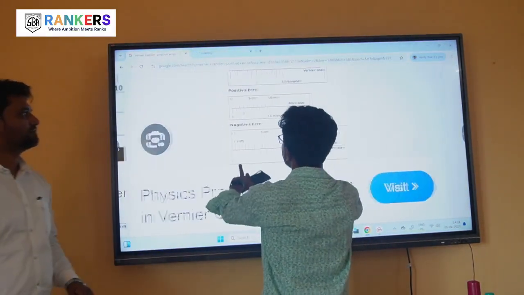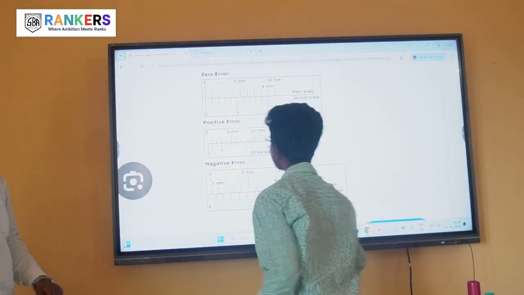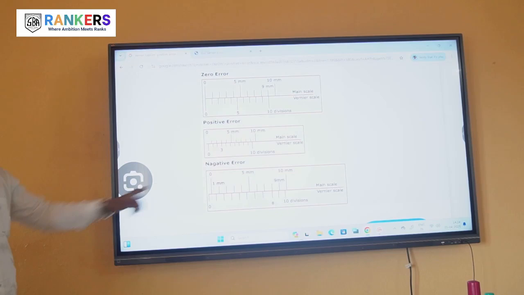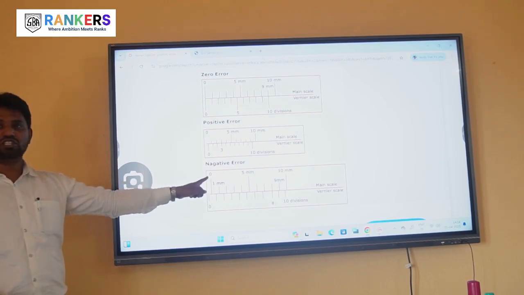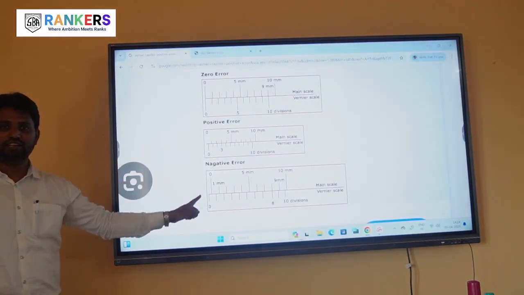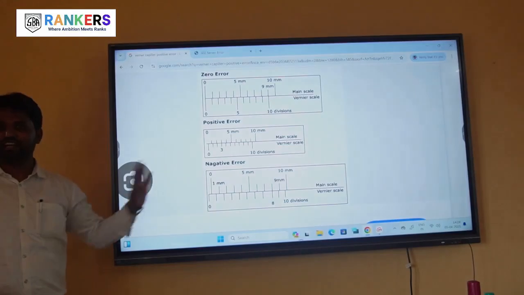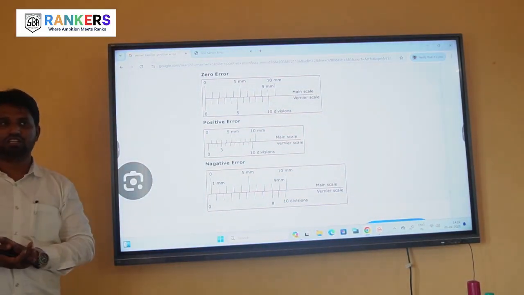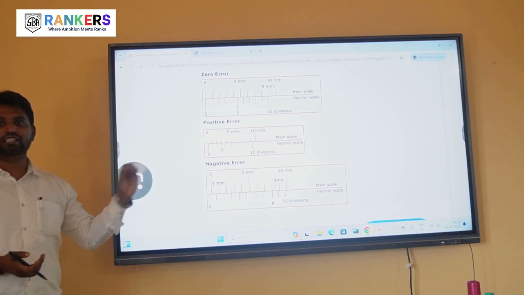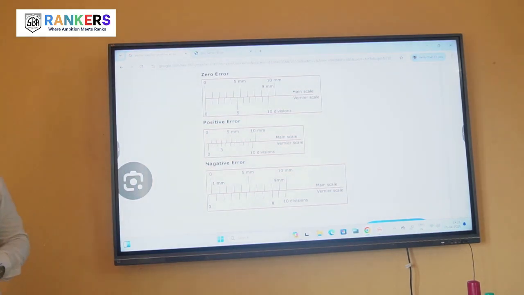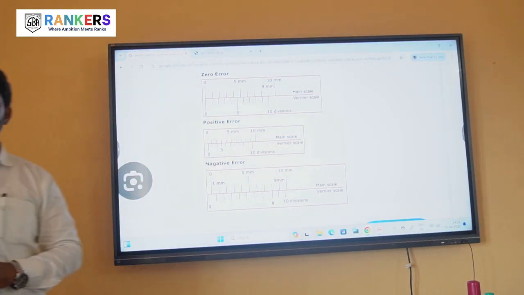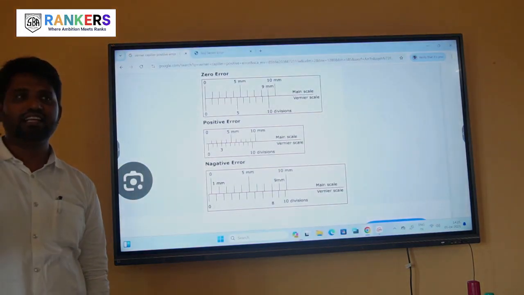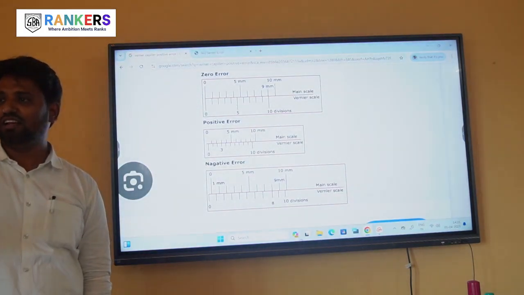See the picture of negative error. This main scale 0 exceeds the Vernier scale 0. Now we understand this is the negative error. Now again, the same thing you can search. Which reading exactly coincides? 8. Which reading exactly coincides? 8. So what is our Vernier scale reading? 8 is our Vernier scale reading.